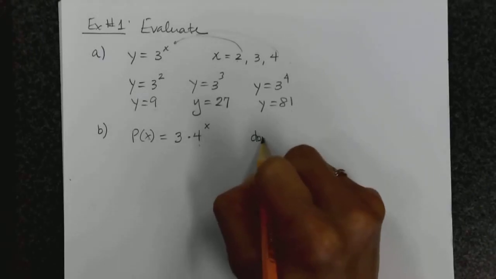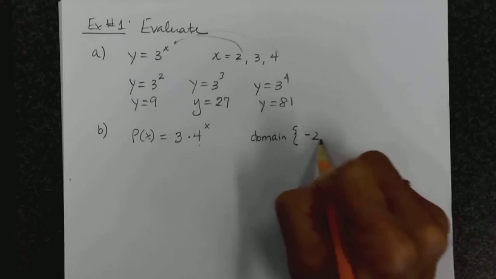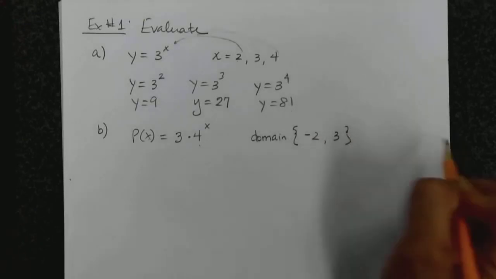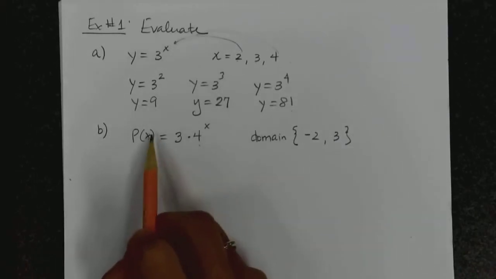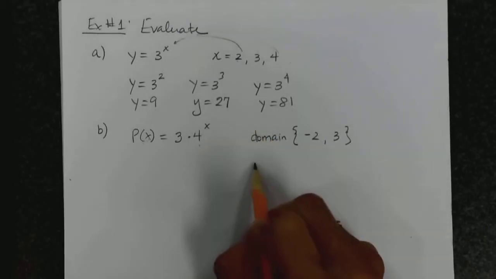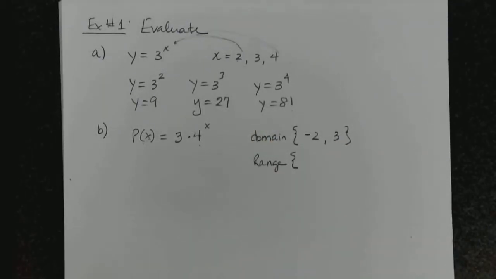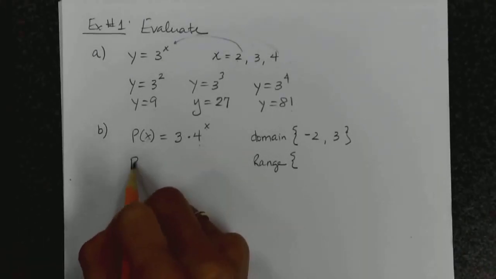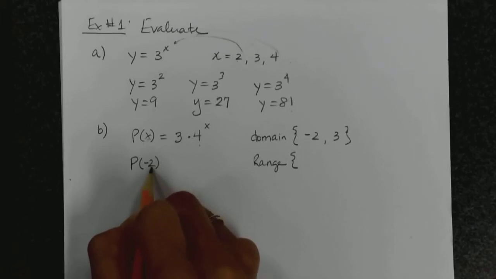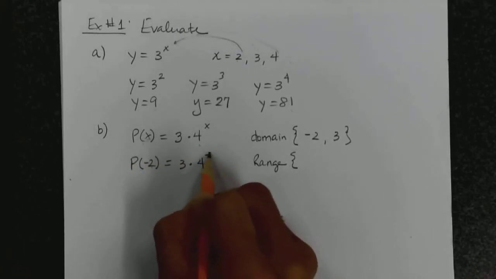Now, in this case, they're going to give us a domain. And remember, domain are our x values. So they give us -2 and 3. So instead of giving it like this, they tell us the domain is -2 and 3. So remember, x is our domain, and p of x, which is our y, we're going to look for our range, the corresponding range for the given domain. So remember, when x is -2, so this is how you represent it. When x is -2, p of -2 is equal to 3 times 4 to the -2nd power.